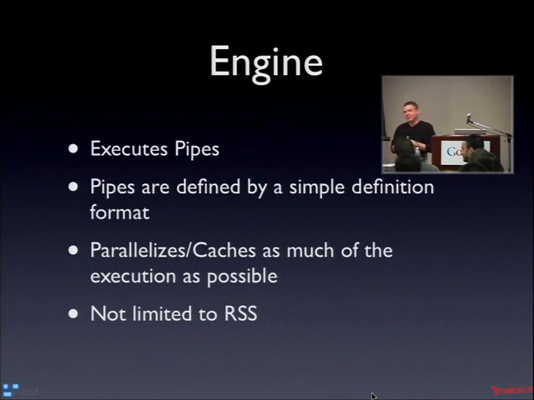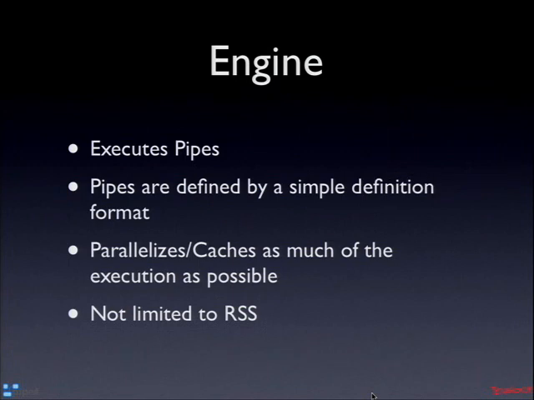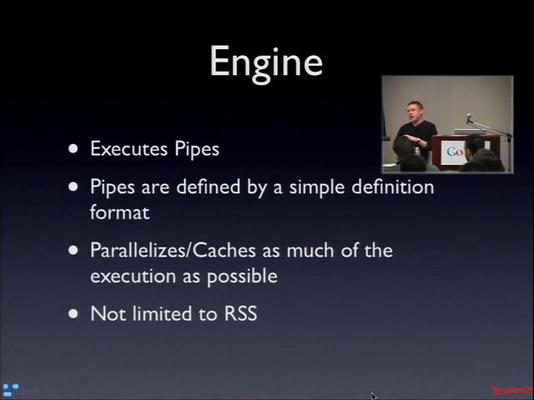Pipes are defined by a very, very simple definition format. It's nothing very elaborate. What you see in the editor pretty much goes down to the definition format. And the execution is parallelized as much as possible for performance. Clearly, caching is very, very important too. In the previous architecture, I didn't show the cache layers, but we have caching everywhere to avoid us pummeling the services with too many requests, to avoid us going out to other places, basically to keep it going fast.